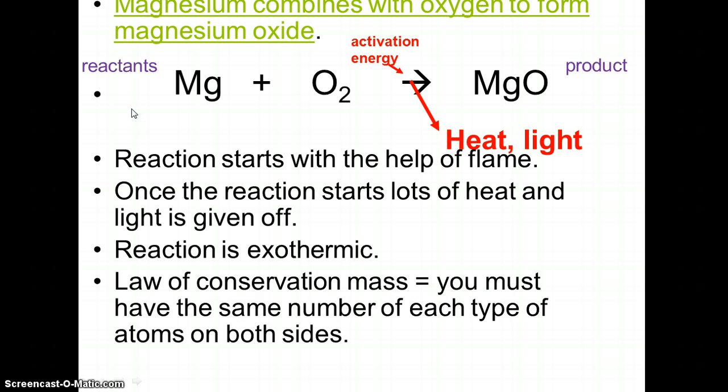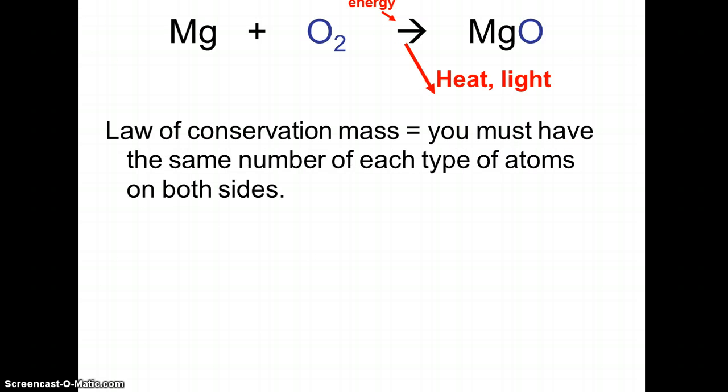The law of conservation states that in a chemical reaction, you must have the same number of each type of atom in the reactant as in the product, so that the number of atoms of magnesium at the beginning and the number of atoms of oxygen at the beginning must be present in the product. So right now the equation is written incorrectly. To help us fix this equation, let's draw spheres to see what's happening with the atoms.